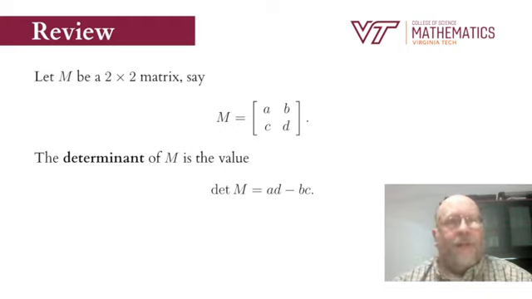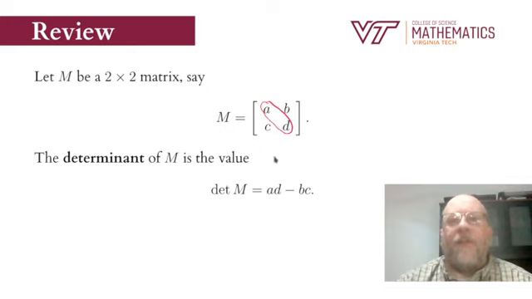So we're going to start with a 2 by 2 matrix, like A, B, C, D here. And the determinant, which we saw right at the end of the last video, is the value A times D. So we're going to multiply this diagonal together, minus B times C. We multiply this diagonal and we measure the difference between them.